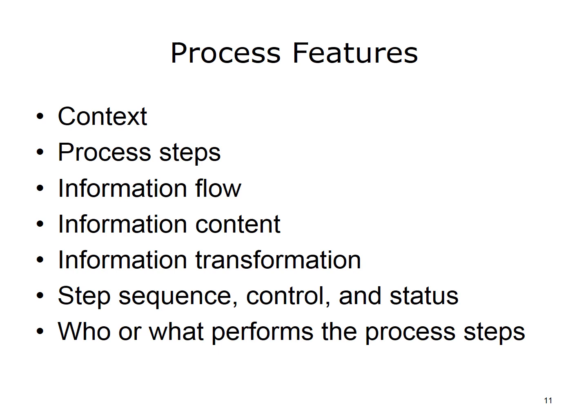The 7 important process aspects are context, process steps, information flow, information content, information transformation, sequence and other control, and who or what role performs the step. The table on the following slide indicates which process aspects are covered by the notations or diagramming methods.